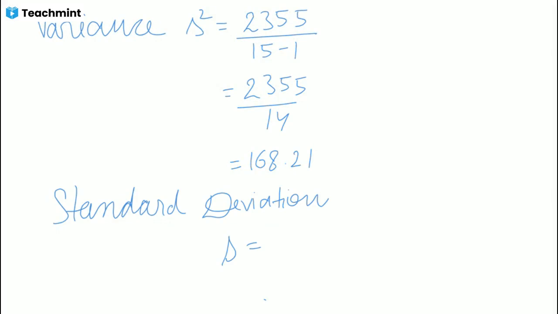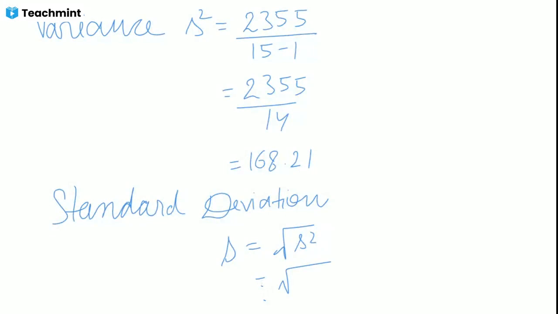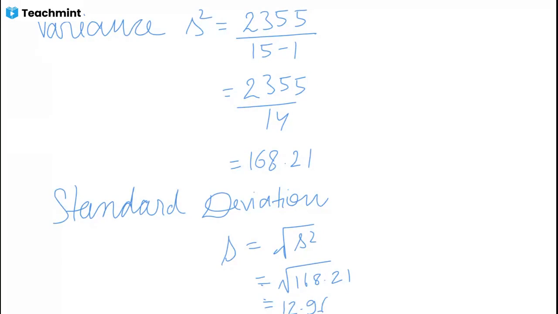And let us find standard deviation. S is equal to the square root of S square, which is the variance. So we are using this value. Take the square root of 168.21, so we have 12.96. So you got it? How can we find variance and standard deviation for grouped data? Yes, ma'am, for all this data.